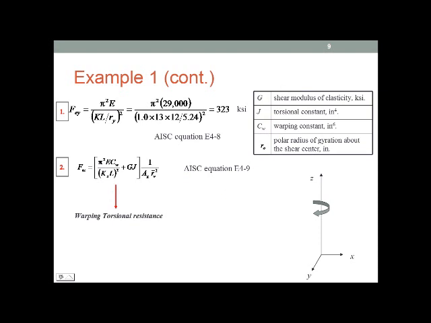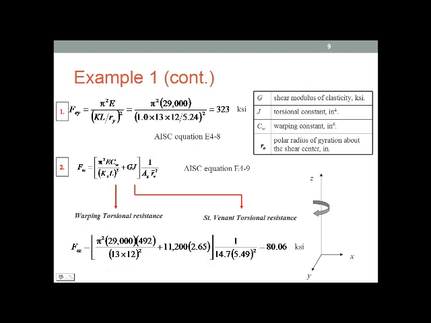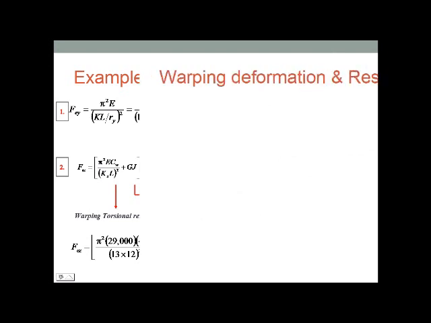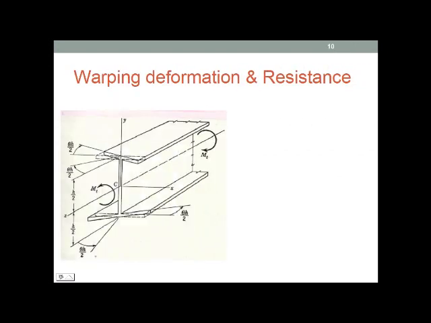The first term between brackets multiplied by 1 over Ag times r0 bar squared represents the warping torsional resistance. The second term multiplied by 1 over Ag times r0 bar squared represents the Saint Venant torsional resistance. Now if you substitute for the unknowns, you'll get Fez equal to 80.06 ksi. Fez is the resistance to torsional buckling.